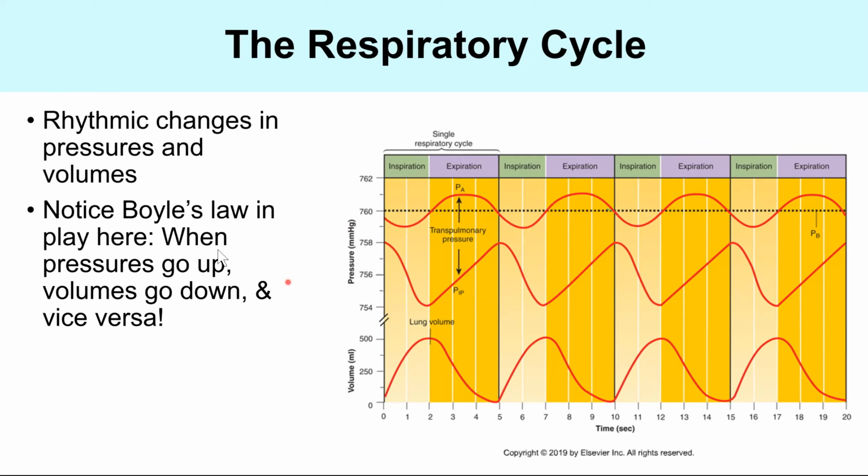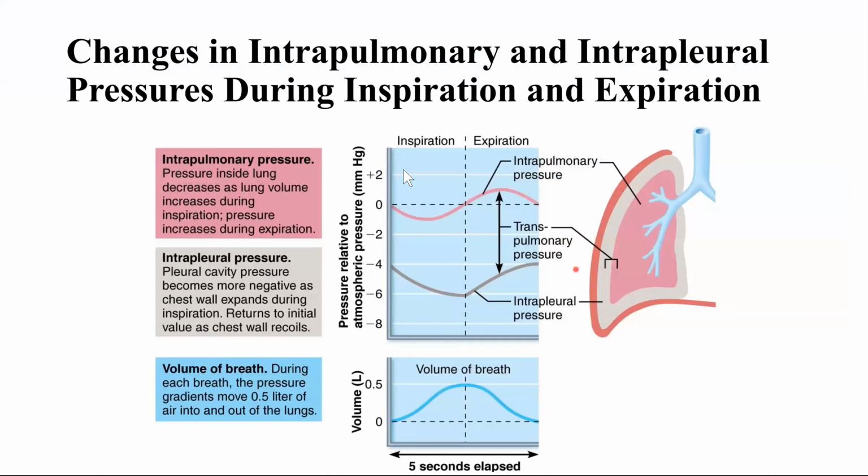So notice Boyle's law in play here, in that when the pressures go up, like here and here, we can see the volume going down. And when the volume goes up, the pressures are trending downwards. Okay, and this is really not showing anything different. It's just a different graph. If you did not really understand the last one, this is just a different graph for you to look at.